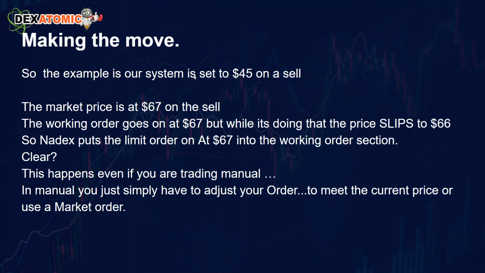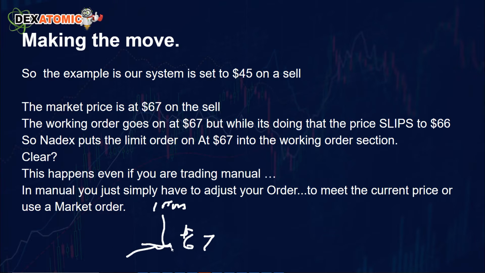Okay. So the example in our system is to set it at 45. The market price is at 67 on the sell. The working order goes on at 67. So that means that at the top of the hour, the market had already hit, if this is say 1 p.m. Oh, this is really bad to write with this thing. At 1 p.m., the market goes in, but the price is already sitting at $67, right? But because we're in for a sell, here's where our $67 goes in. It says at 67, but then the market starts to pull back.